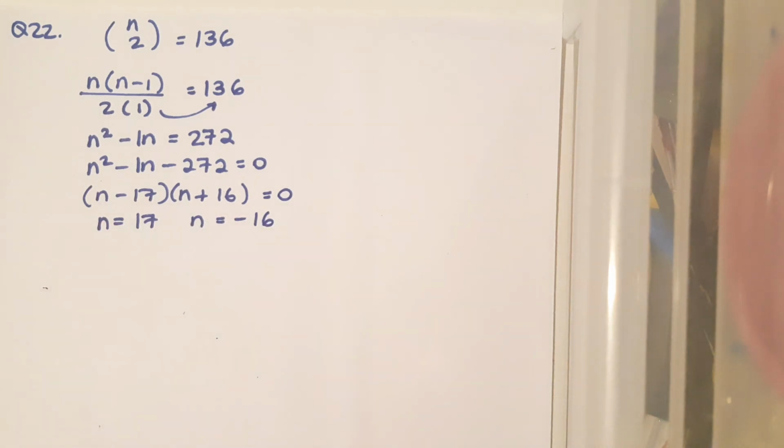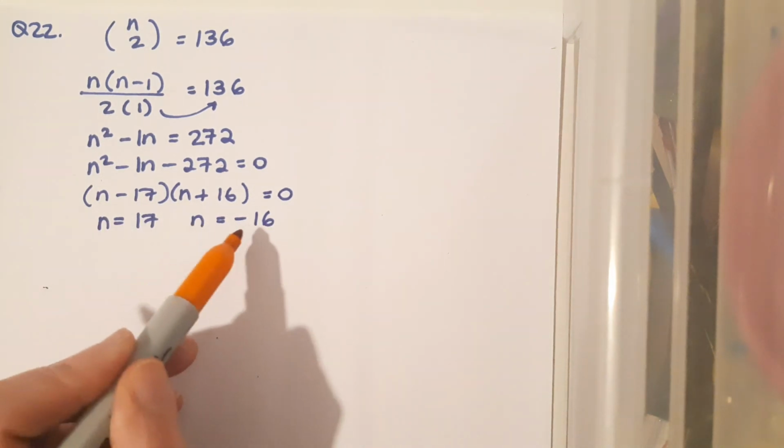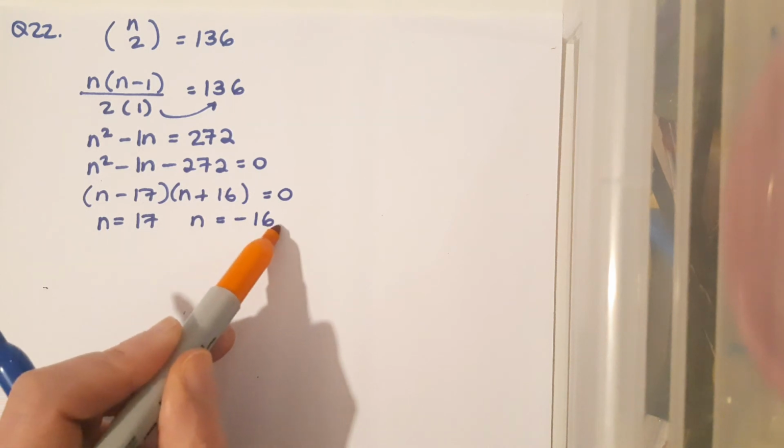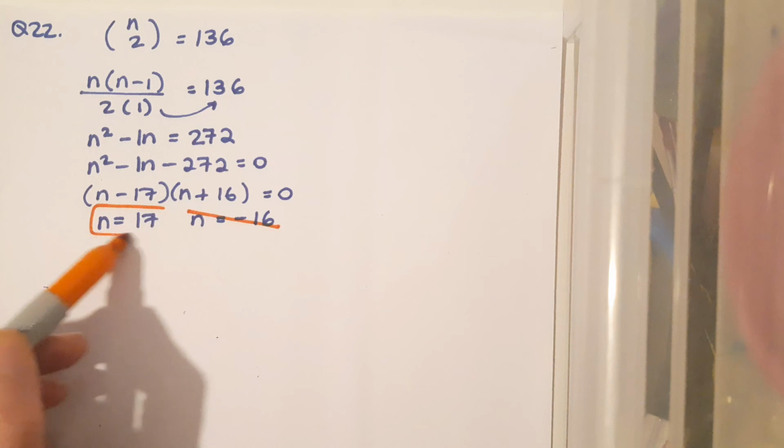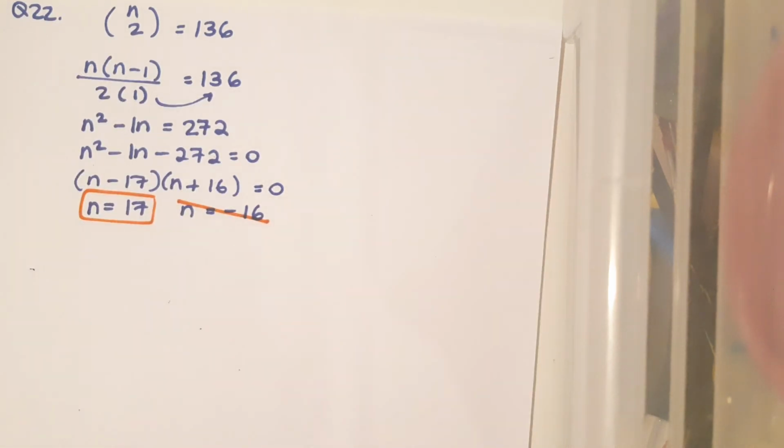But of course, in combinations in our nCr notation, I can only have a positive n, so I can eliminate that n value straight away. And my solution is n equals 17. Okay, so I just take the positive answer.